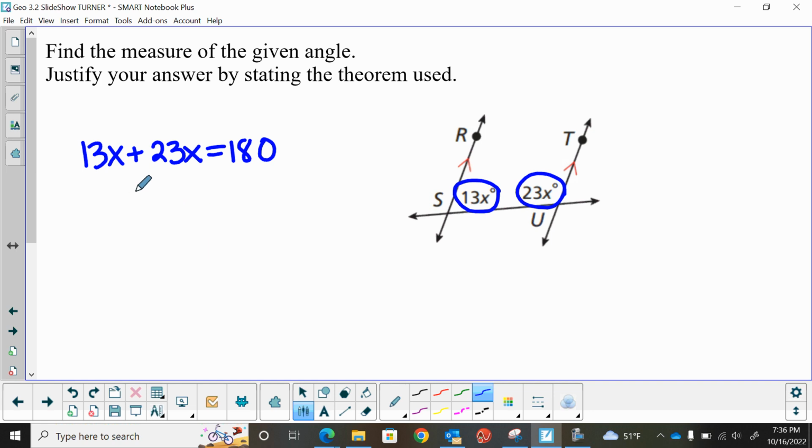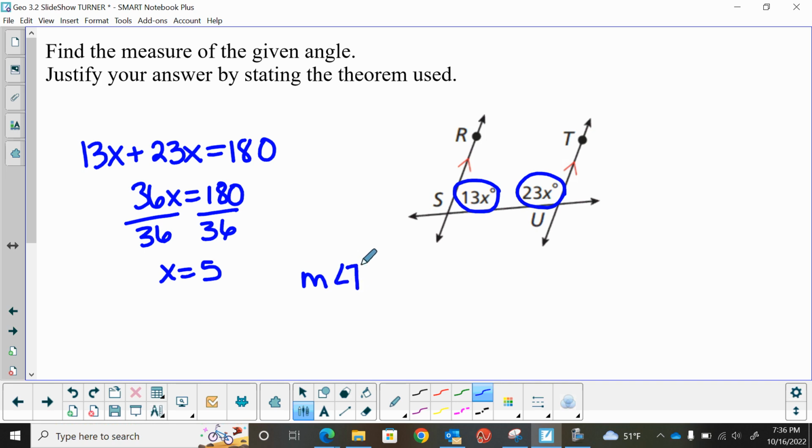So then if I combine my x's, I get 36x equals 180. Divide by 36, get x equals 5. But if you notice on your paper, it doesn't want x. We want to know what is the measure of angle TUS. So we had to find x in order to find the angle measure because angle TUS is 23x.